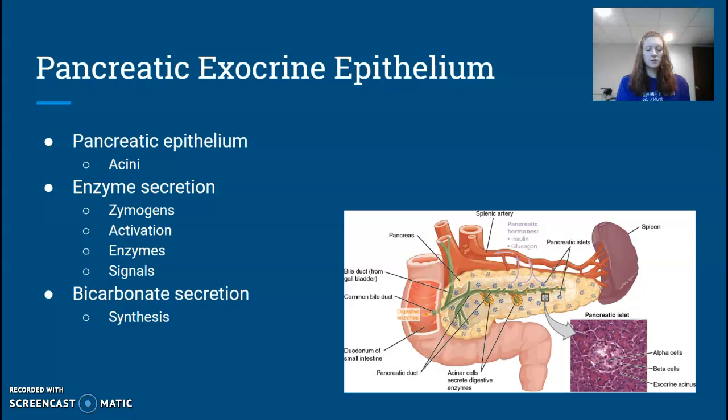Bicarbonate secretions function to neutralize stomach acid. Stomach acid is a very strong acid with a pH of about 2. Without this neutralization, the small intestine epithelium would become damaged.